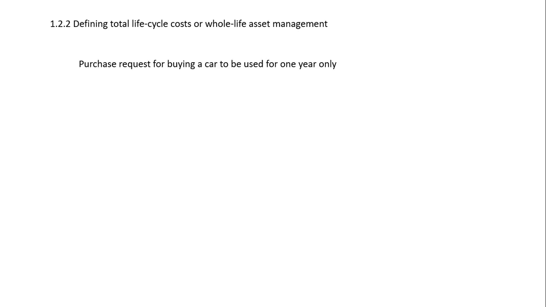You have a purchase request for buying a car to be used for 1 year only. You made your search for the market and you found 2 cars with the same specifications and the prices were as follows. Price: Car 1, 1,000. Car 2, 1,200. The warranty on the 2 cars is 1 year, including all spare parts.